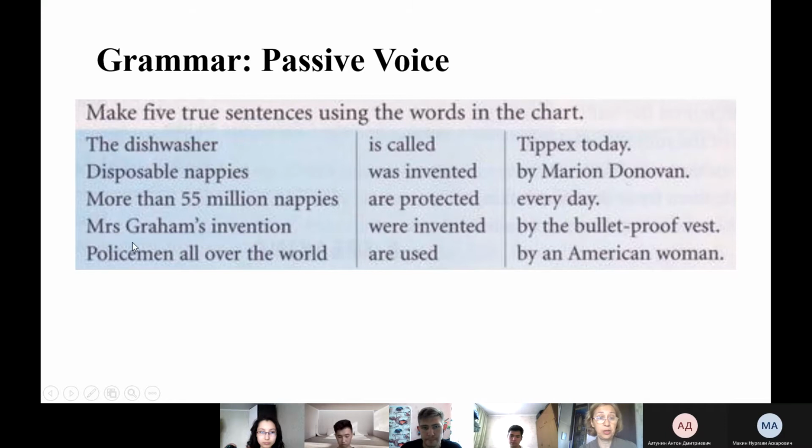Okay. So the sentence about Mrs. Graham's invention is for Medina. Mrs. Graham's invention is called Tipex today. Great. And the last sentence is for Ilham. Policemen all over the world are protected by the bulletproof vests. Yes, right. And you can see the form of the passive voice, was invented. All the verbs here are used in the third form, в третьей форме.